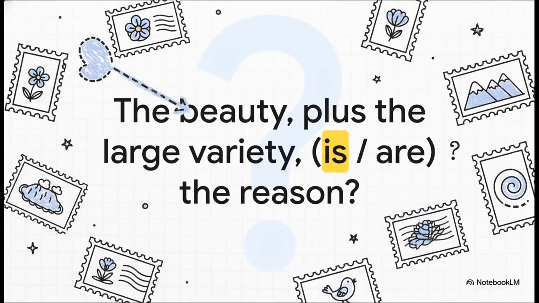All right, let's try another one. The beauty of stamps, plus the large variety, is or are the reason. So what's our intervening phrase? Yep, it's plus the large variety. We ignore it. The sentence becomes, the beauty is the reason. The subject is beauty. That's singular. So, is is the right answer.